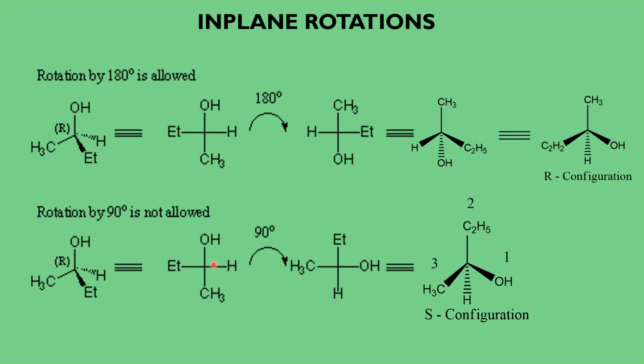In plane rotation by 90-degree is not allowed in case of Fischer projection because it results in the inversion of configuration. But a Fischer projection can be rotated by 180-degree. That is an allowed process. When you do 180-degree rotation, the configuration does not change.